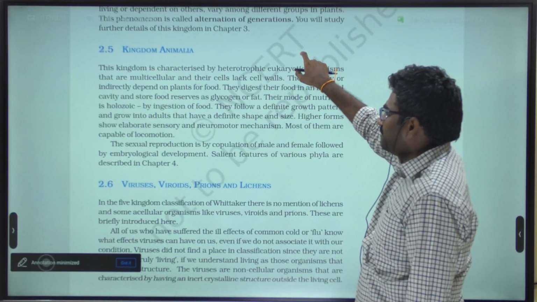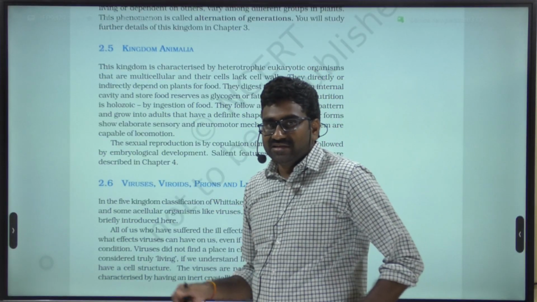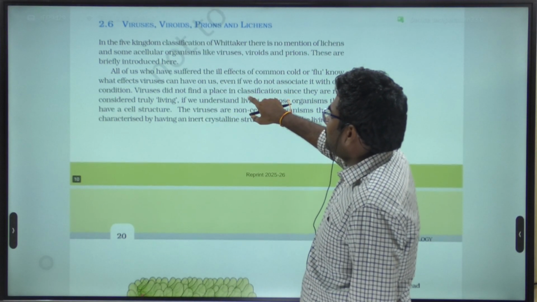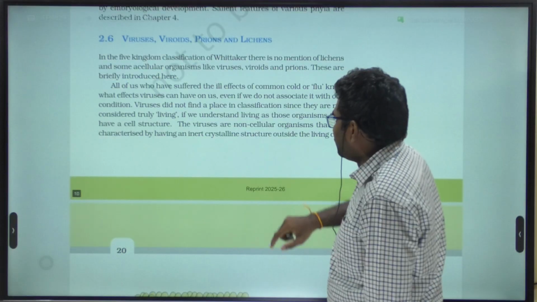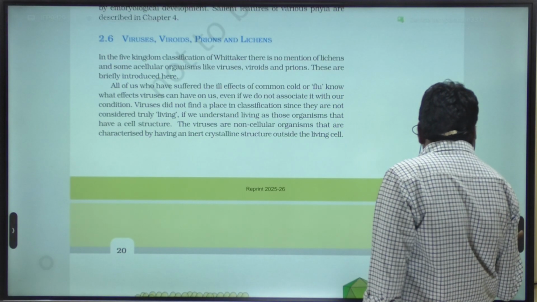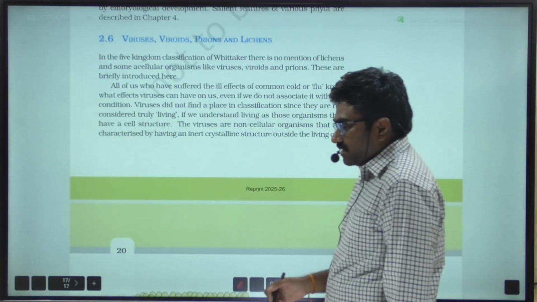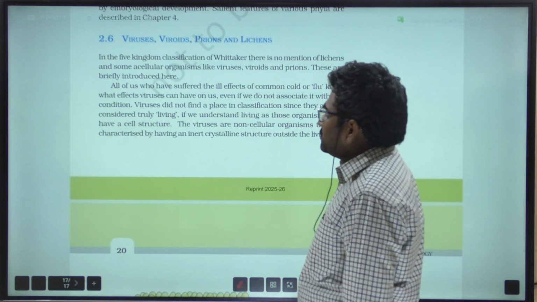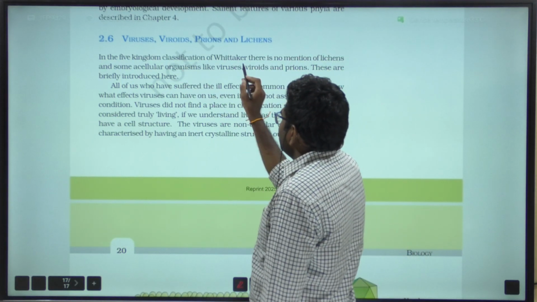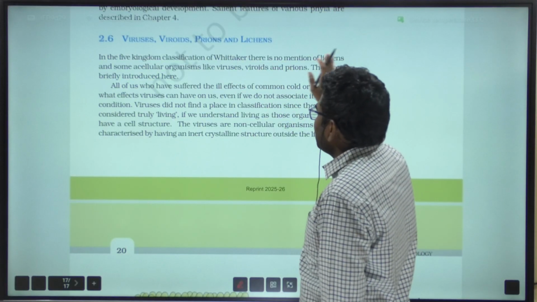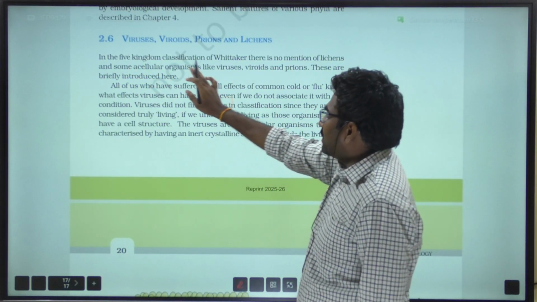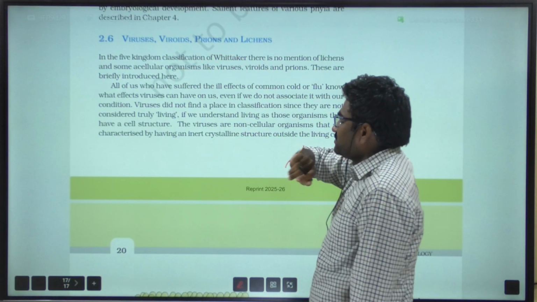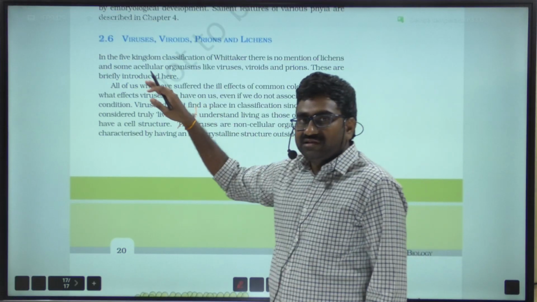Next, kingdom Animalia. About the kingdom Animalia, you will study it in detail in the zoology part. And next, let us start with the topic virus, viroids, prions, and lichens. Very, very important, from an exam point of view as well as a NEET point of view. So in the five kingdom classification of Whittaker, there is no mention of lichens and some acellular organisms like viruses, viroids, prions, and lichens. So these are briefly introduced here.